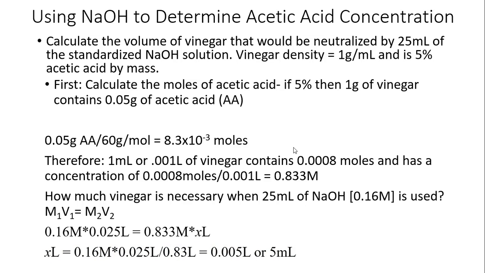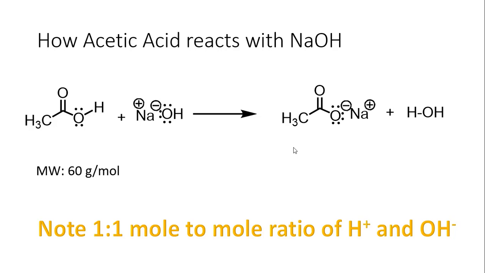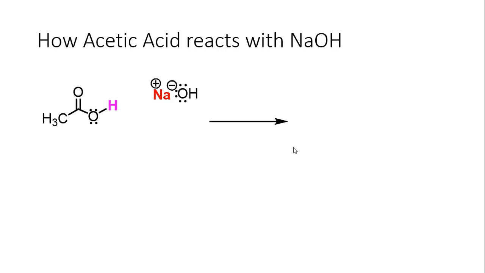So if you know that, then we can set up the titration. So here's how acetic acid reacts with sodium hydroxide. This is acetic acid on the left. Sodium hydroxide, the base, is on the right here. And then they react again through a proton transfer. And if you note here, there's also a 1-to-1 mole ratio of H plus to OH minus. So let's look at the mechanism.